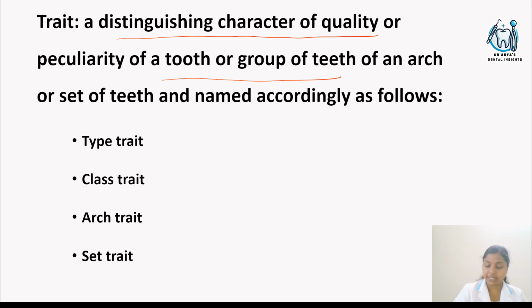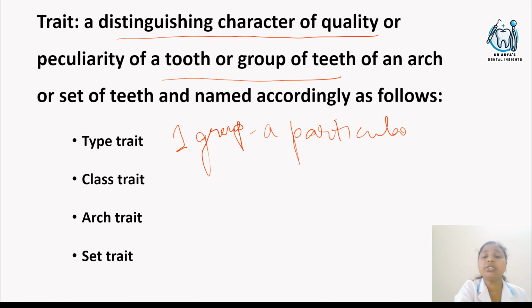So the first one is the type trait. What is a type trait? It is a distinguishing character, quality or peculiarity of a particular tooth in one group. So a particular tooth in one group is the type trait. An example is the feature between permanent maxillary central and lateral incisors. The feature between the central incisor and lateral incisor is a type trait.